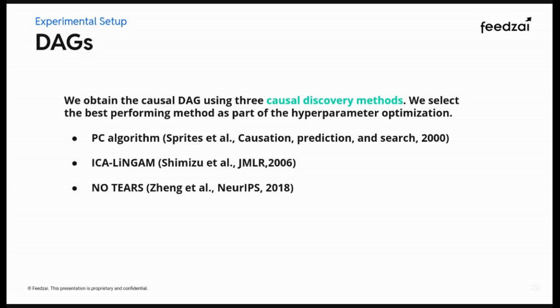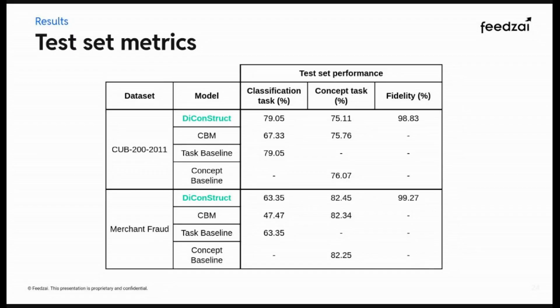Finally, the DAGs are obtained using three causal discovery methods, and the best performing method was chosen as part of the hyperparameter optimization. Now, let us look at the summary of the results of our experiments. In this table, we provide the results on the CUB dataset on the top and the merchant fraud dataset below.